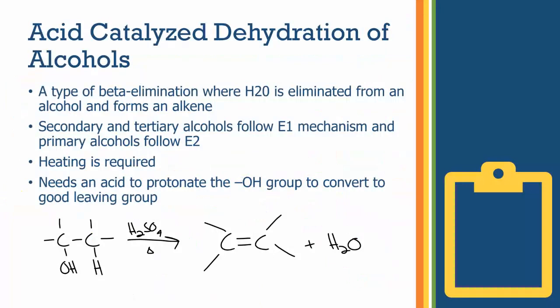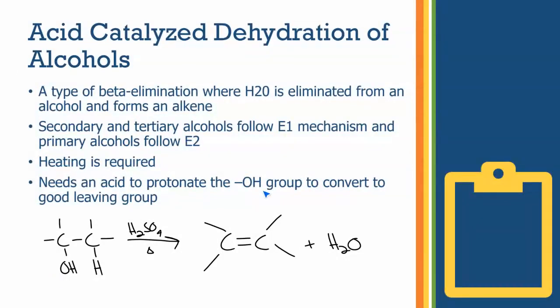So after dehydrohalogenation, let's talk about acid-catalyzed dehydration of alcohols, which should be somewhat familiar to you. We did this earlier last semester. It is another type of beta elimination where water is eliminated from an alcohol and we form an alkene. Typically secondary and tertiary alcohols follow an E1 mechanism, and only primaries follow E2. Heating is required. I'm pretty sure you have done this in the lab before. You also need an acid to protonate the OH group to convert it to a good leaving group.